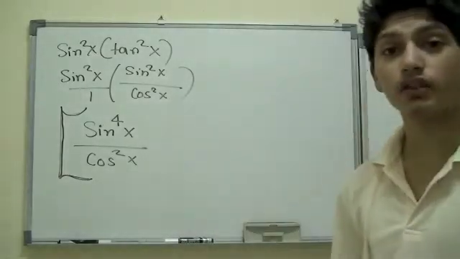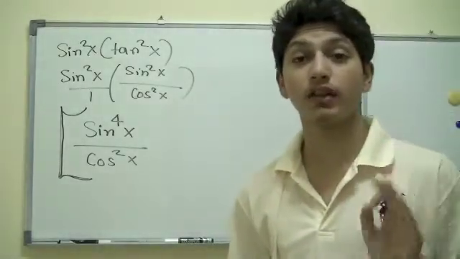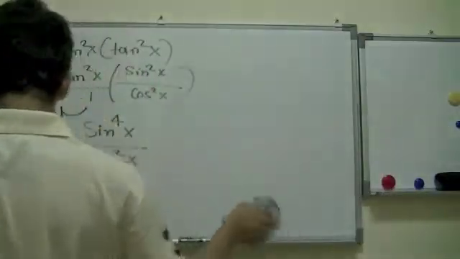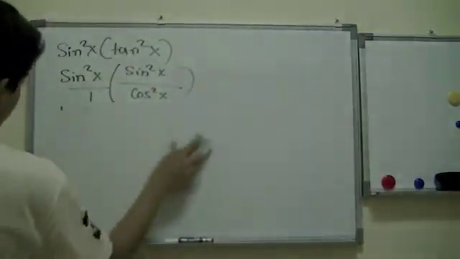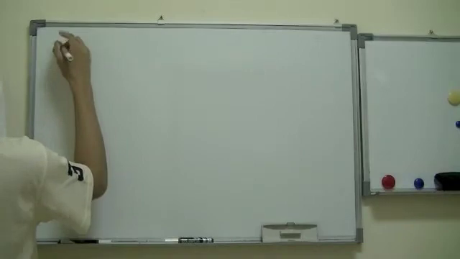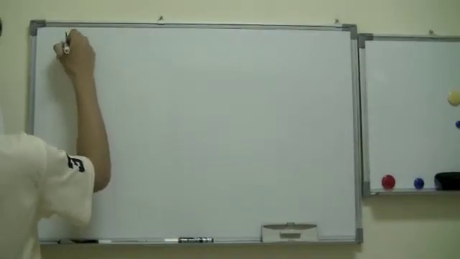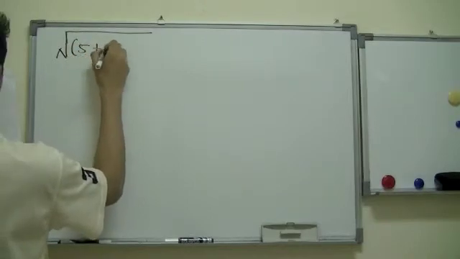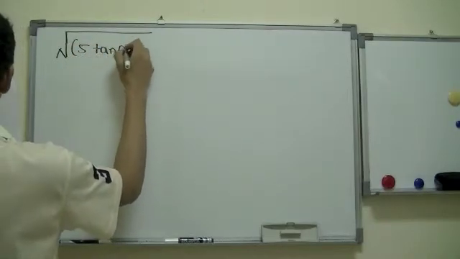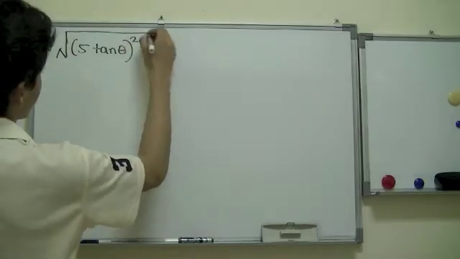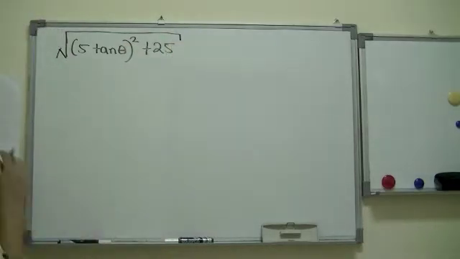So let's go ahead and talk about the last example in this whole section. It's a very peculiar example. In the square root you're given 5 tangent theta, squared, plus 25. Okay, what would you do?